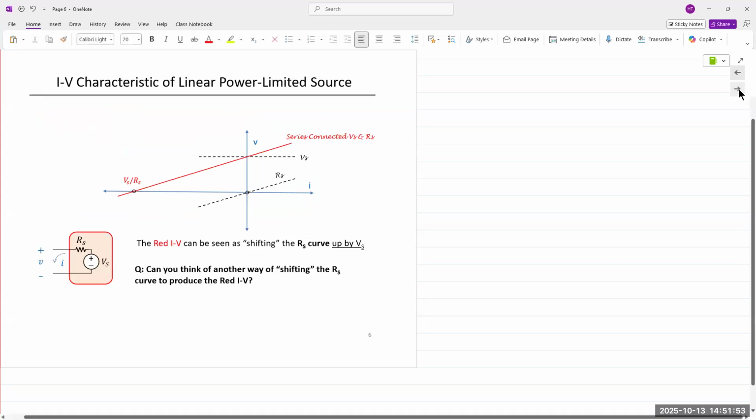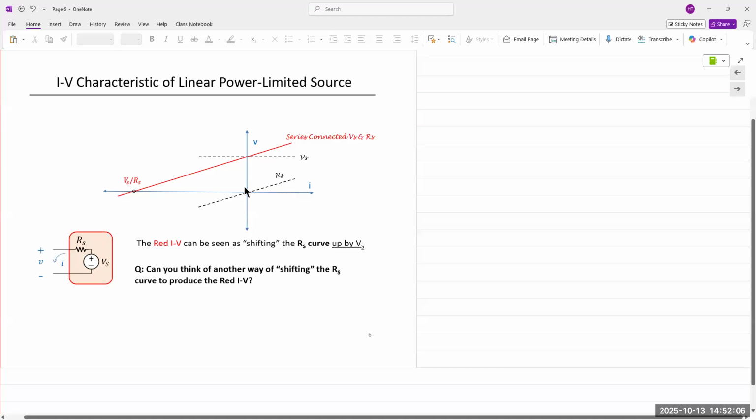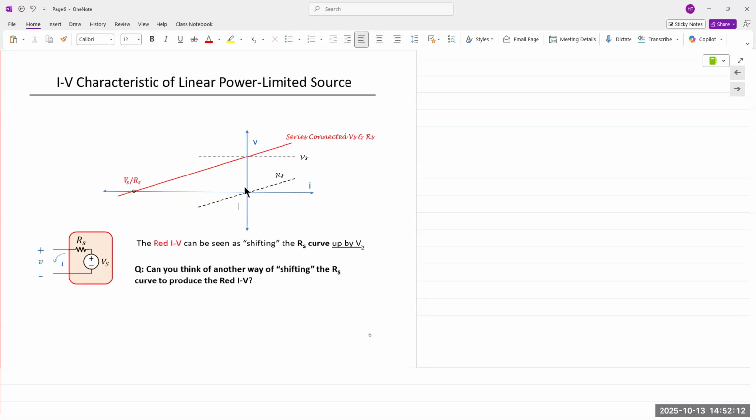Now, if we have a resistor Rs, its characteristic passes through the origin, 0, 0. It's a passive component. So if the voltage across Rs is 0, the current flowing through Rs is also 0. If voltage increases, current increases. If voltage decreases, current decreases, and vice versa. V equals IR, right? So V is directly proportional to I.